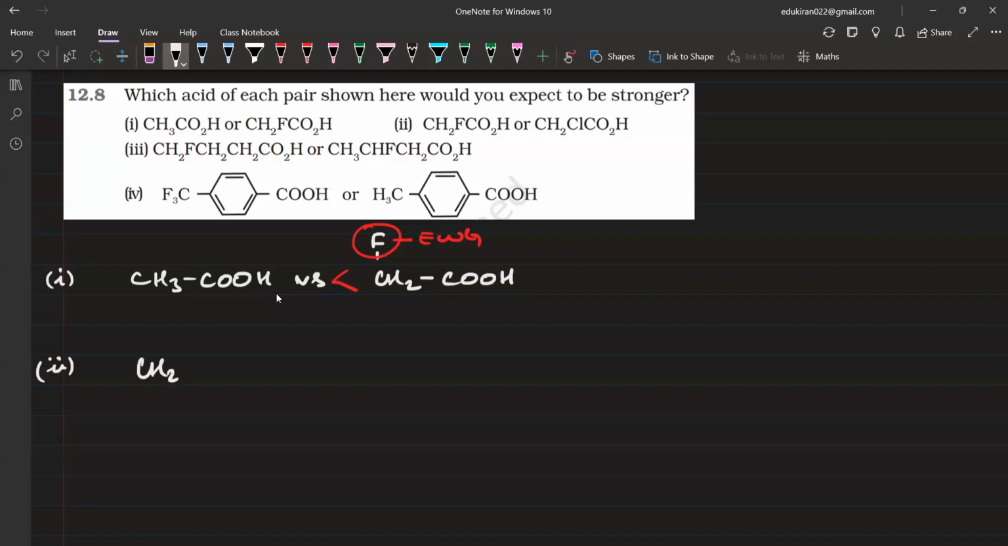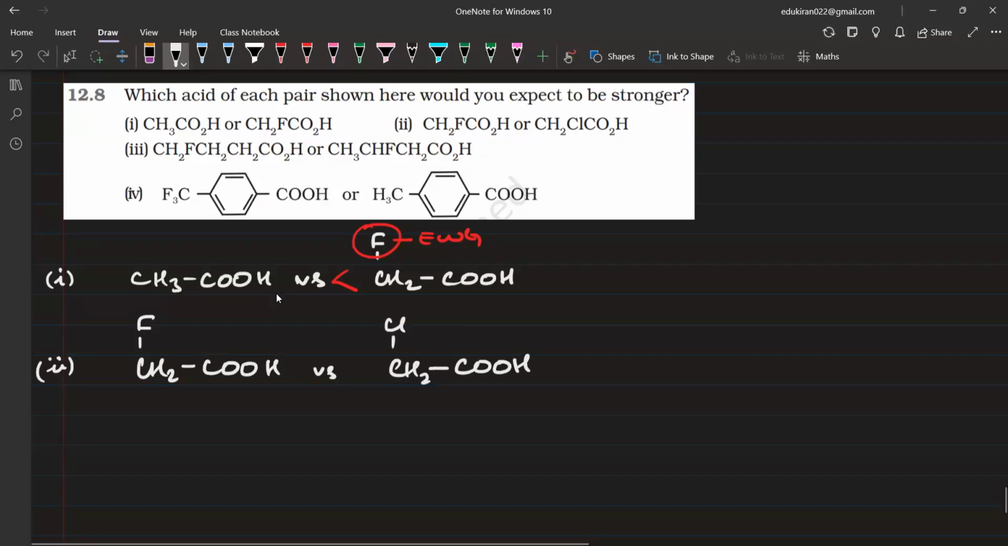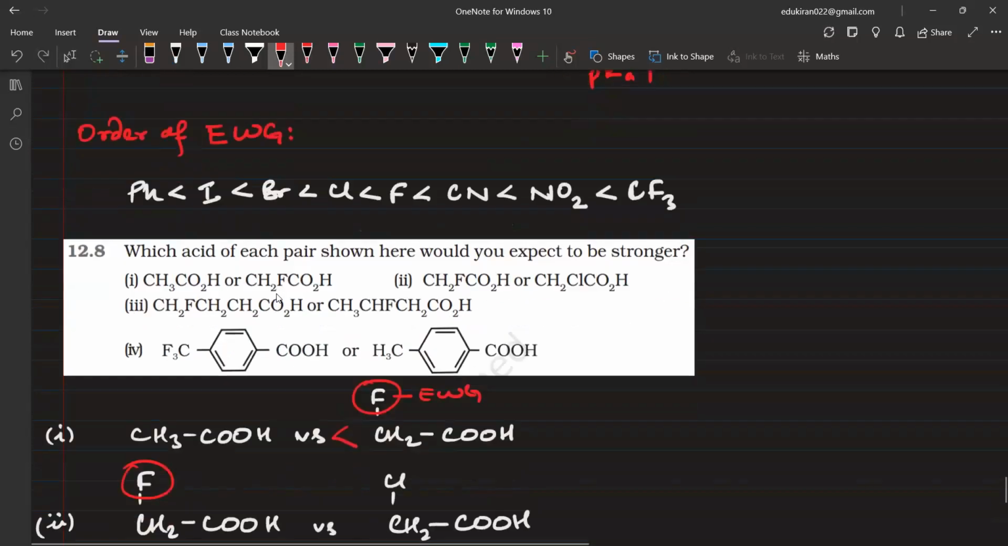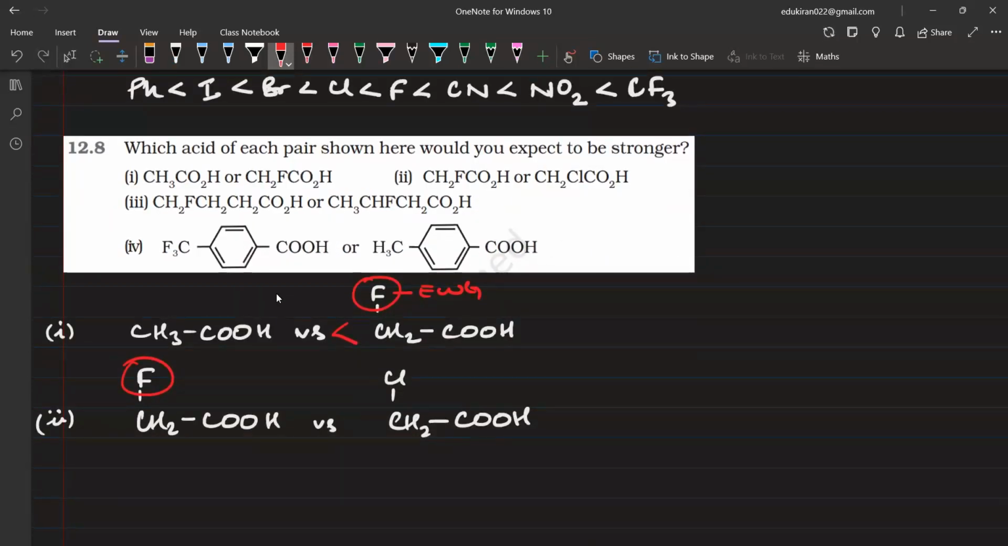You have CH2 attached with a fluorine, and then you have carboxylic acid, versus you have CH2 attached with a carboxylic acid group, and then you have chlorine attached. Now see, both of these have electron withdrawing groups. But which is the more electron withdrawing group? The fluorine atom. Fluorine has a higher capacity to withdraw electrons, as we have seen in the order of electron withdrawing. That is why the fluorine one is going to be more acidic.